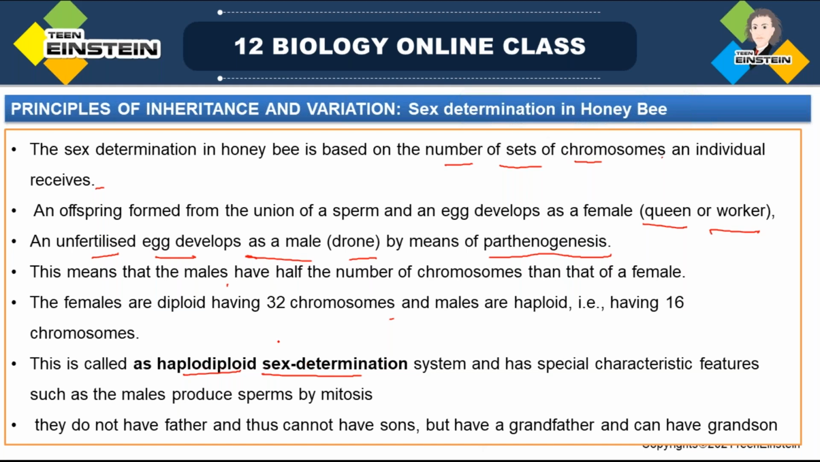So haplodiploid sex determination has special characteristic features such as: males produce sperm by mitosis, and they don't have a father, and cannot have sons but have a grandfather and can have grandsons. Okay.